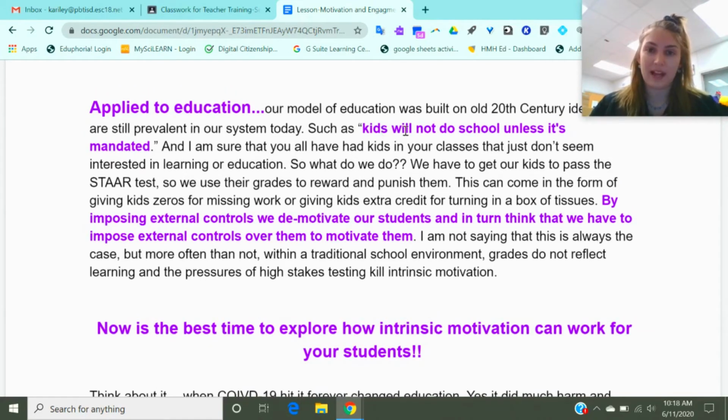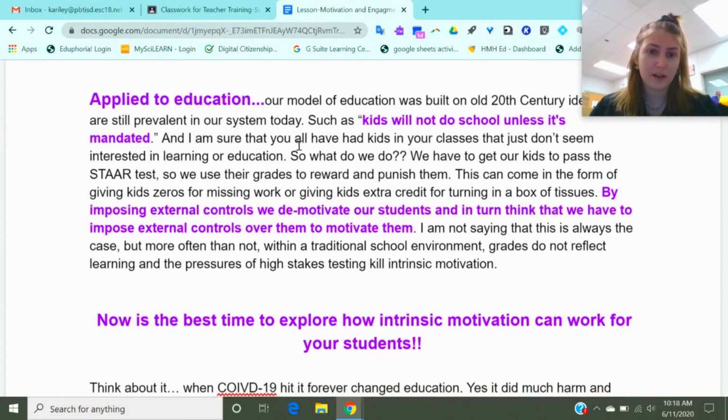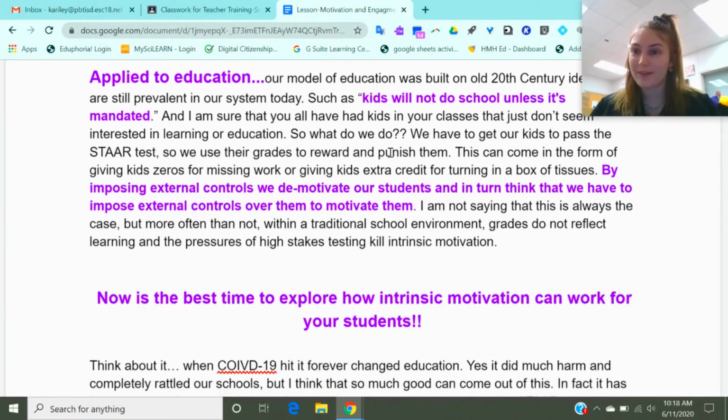But the one thing that is prevalent is that kids will not do school unless it's mandated. Like I said earlier, I'm sure you all have kids in your classes that just don't seem interested in learning or in education at all. So what do we do? We have to get our kids to pass the STAR test. So one thing that a lot of teachers can leverage against their students are their grades. That's also a whole other lesson in and of itself, but I do want to address it just because it's very important.